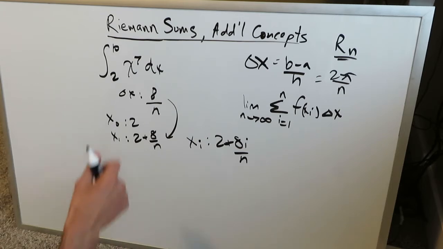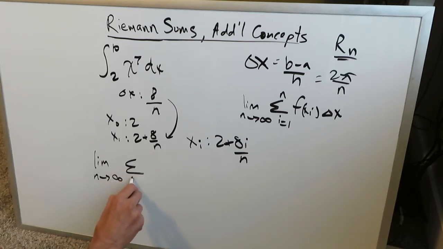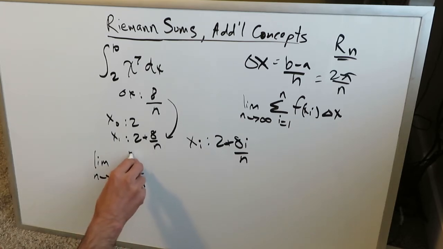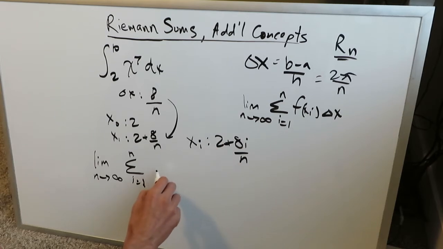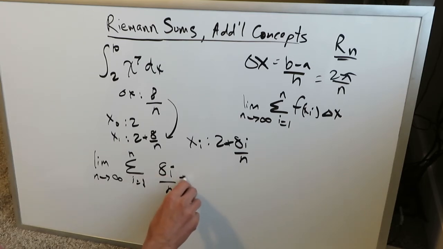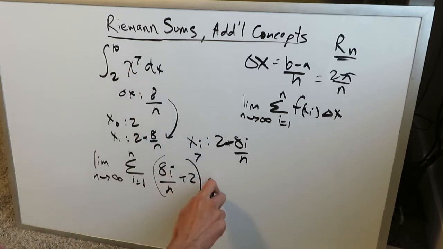When you put everything into this expression form, your final answer will play out as this. Limit as n approaches infinity, you will have the following layout: 2 plus 8i over n, this right here is your f of xi part. 8i over n plus 2 is the same thing as 2 plus 8i over n. This is your f of xi, but you have to put it to the power of 7, multiplied by your delta x, which is 8 over n, and this question is done. It's not a hard question at all.